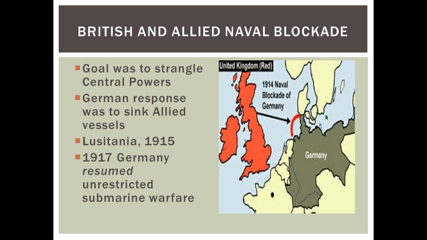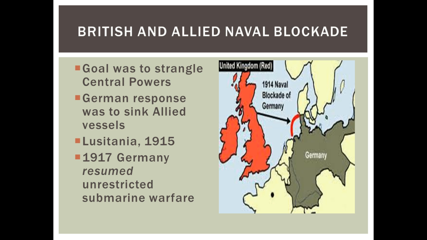All right, so fourth front, guys, the ocean. British and Allied naval blockades. We're back to this from earlier. You can see here, I think this is a pretty clear picture. I like this map of the blockades trying to suffocate or starve Germany. Okay, so this is the British and Allied naval blockades. The goal was to strangle the Central Powers. By strangle, I mean starve.